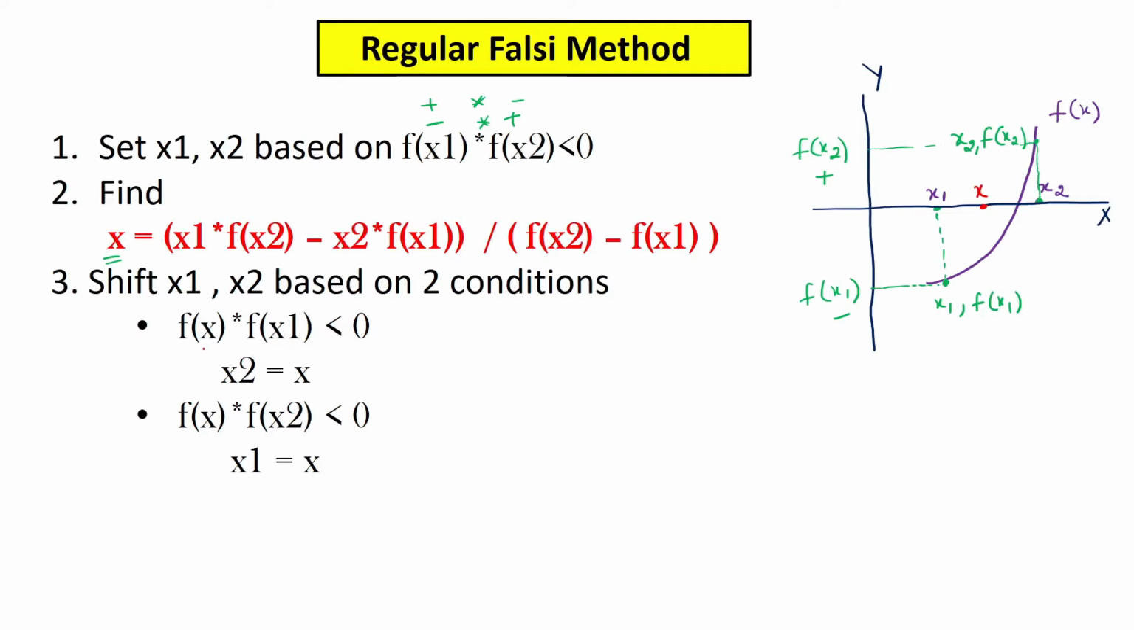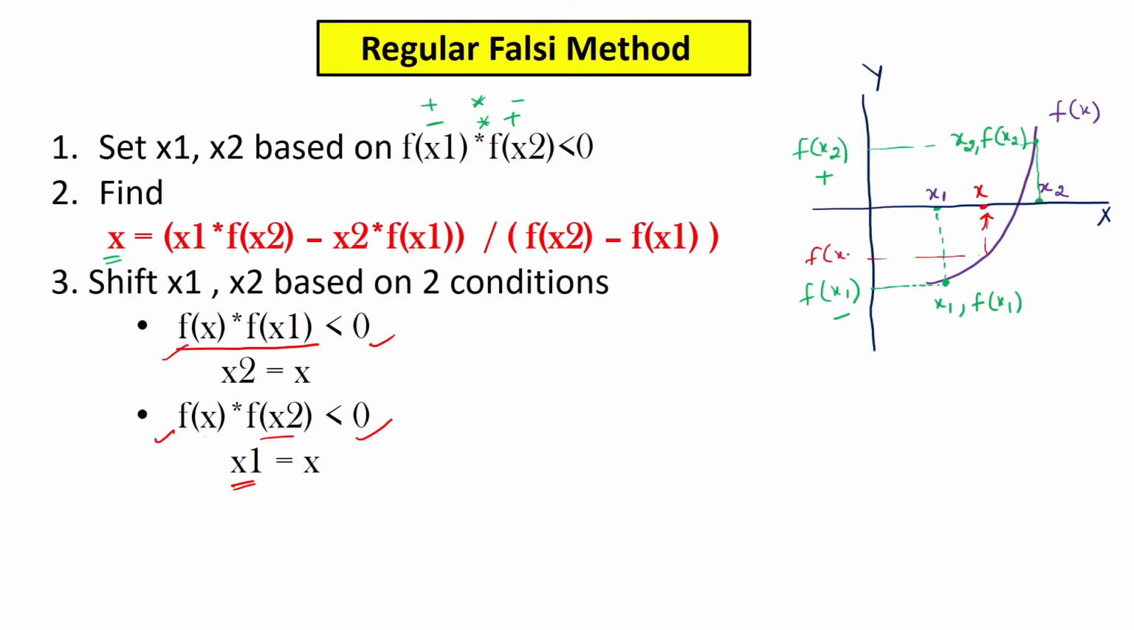These are the conditions: after multiplying f of x into f of x1, we should get a value lesser than 0. If this is true, then we have to change x2. Otherwise, if this condition is true, that means f of x multiplied with f of x2 is lesser than 0, then we have to change x1. That is, we have to shift either x2 or x1 to this x. This condition also means that f of x and f of x1 should be of opposite sign. Then only this condition can be true. In a similar manner, here also f of x and f of x2 should be of opposite sign to satisfy this condition.